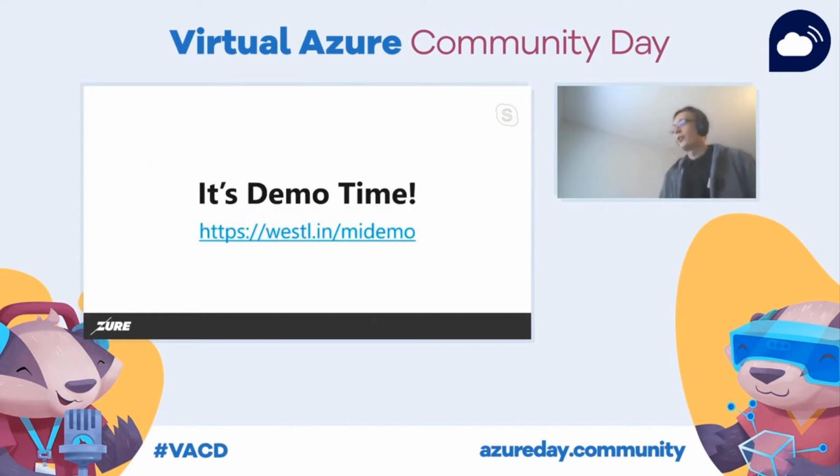Now, it's time for a demo. I have the URL for the demo app here, which you can also check out. You can check it out at the same time if you want. So it's westlin.in/midemo.